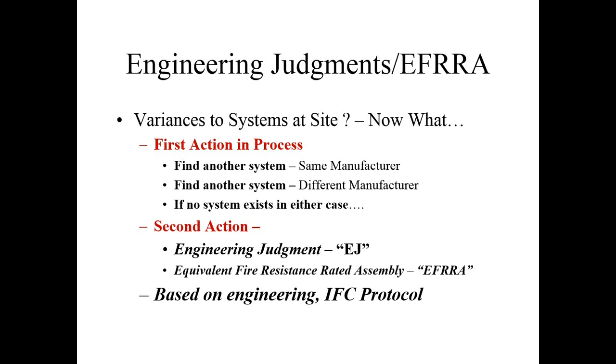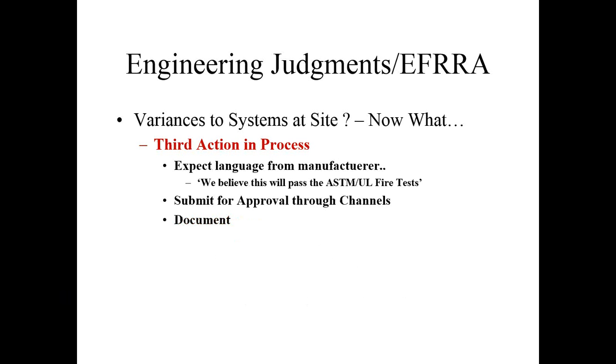If no system exists in the universe, how do you find that out? All the manufacturers know each other's systems. All you've got to do is pick up the phone and call their technical department and say, do you have a system for this? And if not, who does? Every day, part of their competitive advantage is that the manufacturers look at each other's systems to make sure that they haven't been beat in the testing game. And it's part of the free enterprise system, and it works great. If you can't find a system in either case, then you have to go with an engineering judgment. That engineering judgment is based on the International Firestop Council's protocol.